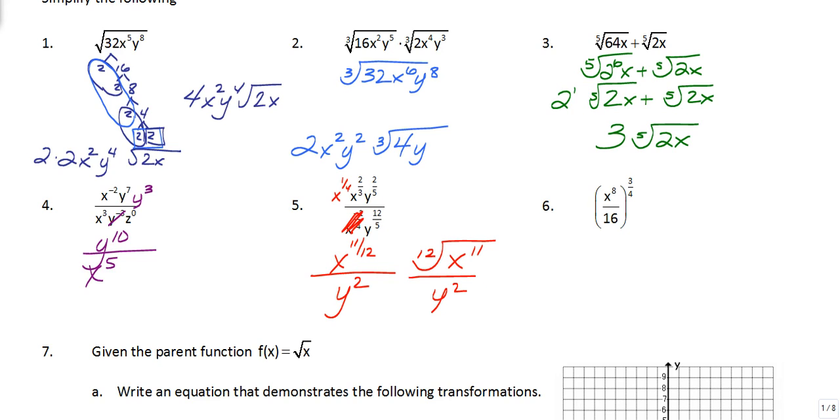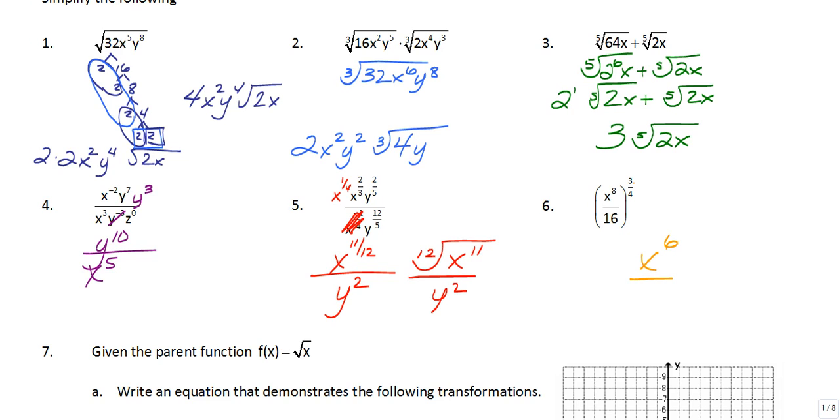And finally, for number 6, when you raise an exponent to another exponent, you multiply. So 8 times 3/4 is going to give us 6. So the top is going to simplify to x to the 6th over. Now we do not do that with numbers. This is saying 16 raised to the 3/4 power. So we do not do 16 times 3/4.